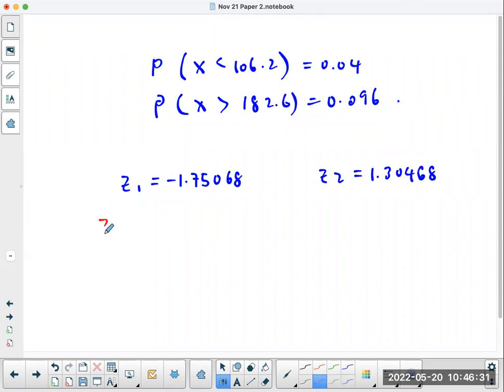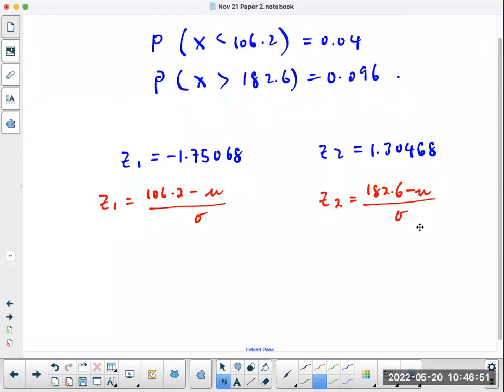Okay, so now you can set up your 2 equations. The first equation is going to be your X value, which is 106.2 minus the mean over the standard deviation. The second equation is your 182.6 minus mean over the standard deviation. Solving the linear system here, you can do it graphically, or, well, it's not too bad to do it by hand here.